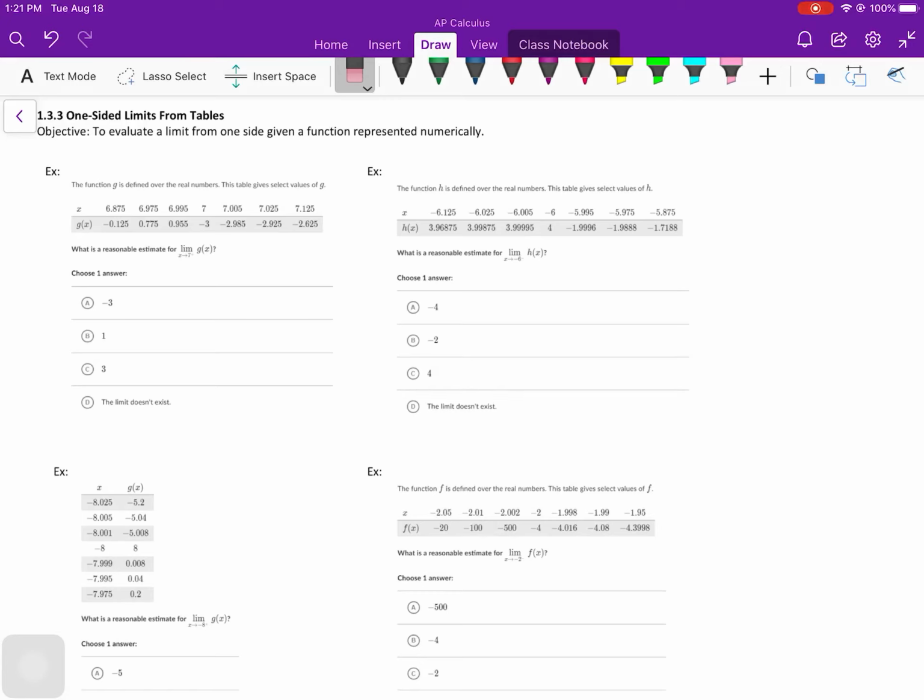One-sided limits from tables. This is probably the easiest one because guess what? We don't have to worry about what's on the left and the right. We just focus on the question and see, is it asking from the left or from the right? And we just look at that side. So let's look at this one.